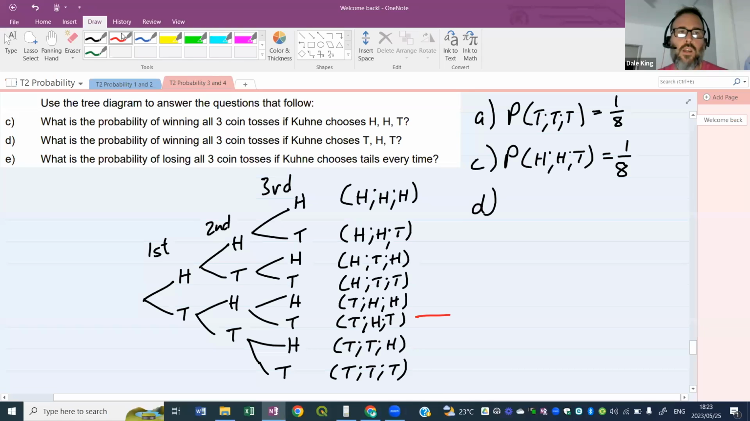Yes, come on, well done. Only one place this happens. If it's consecutive, there's only one place. Again, 1/8. They're not asking for percentage, decimal, or anything else. We're just giving them fractions. Okay.